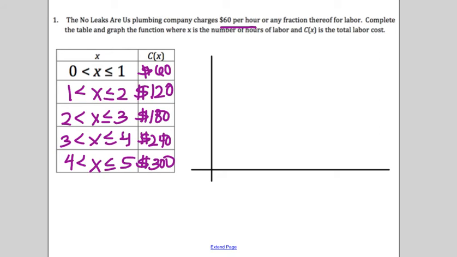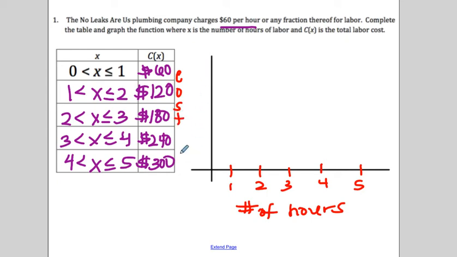There it is. And let's label. X is going down here, and what is X representing? X is our number of hours, so number of hours. And I'm going to label, we're going up from 0 up to 5, so 1, 2, 3, 4, 5. And on this axis is going to be the cost.